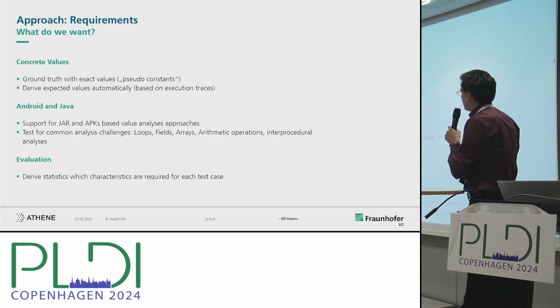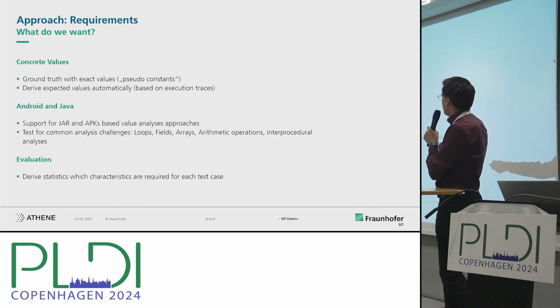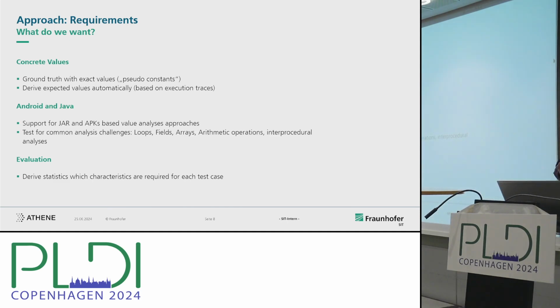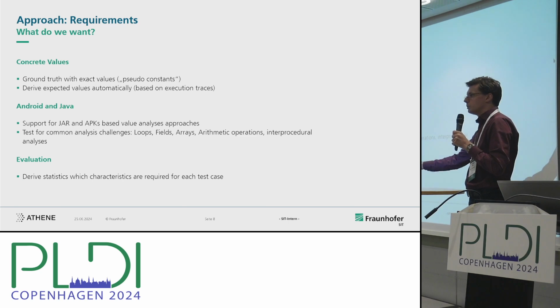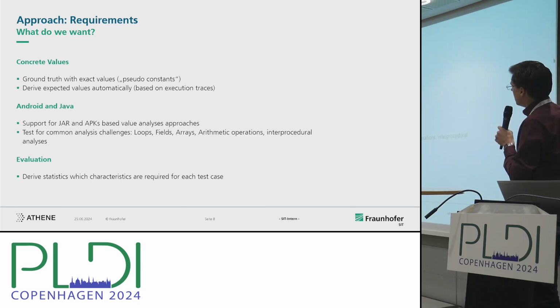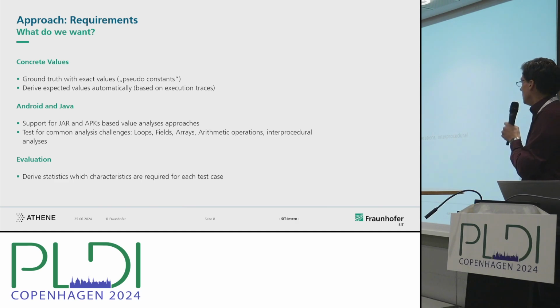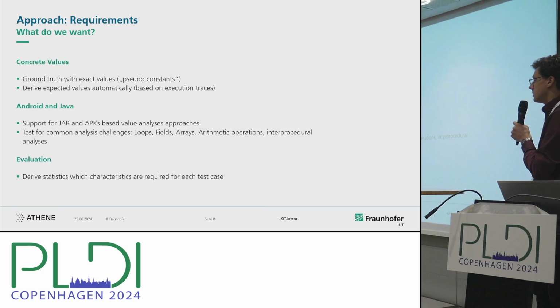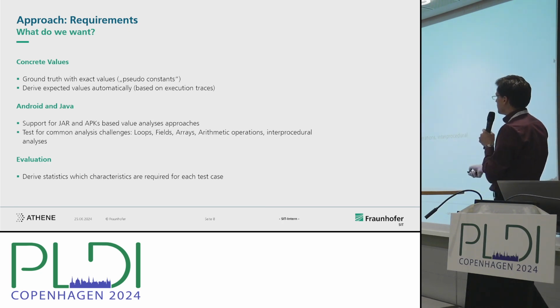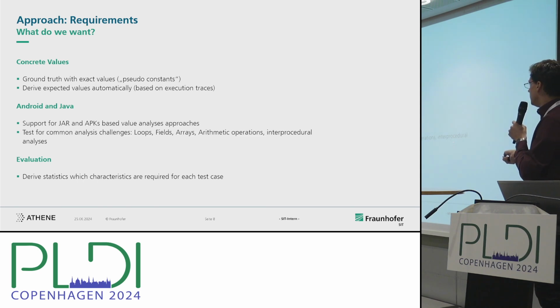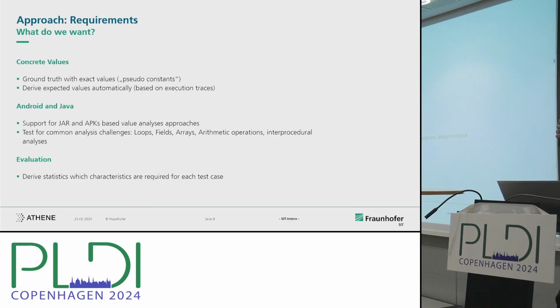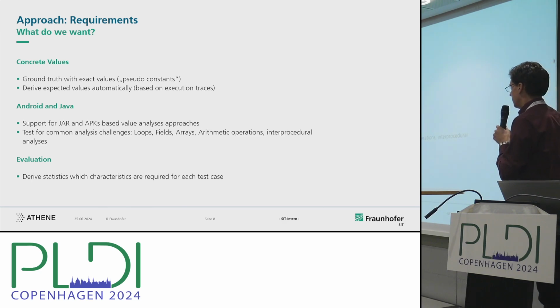So, what do we want? We want a ground truth with exact values. And we want them to be correct. So ideally, we want the ground truth to be generated automatically from what will actually be computed at runtime. Or else some dude will just write some garbage down and we have to deal with it. We want support for Android and Java because this is what we were interested in back then. And the test suite should contain common challenges. So if somebody has a good handling for loops or for arrays or interprocedural analysis, this should show in the benchmark suite. He should have a higher score than someone who just looks at straight line code without anything.